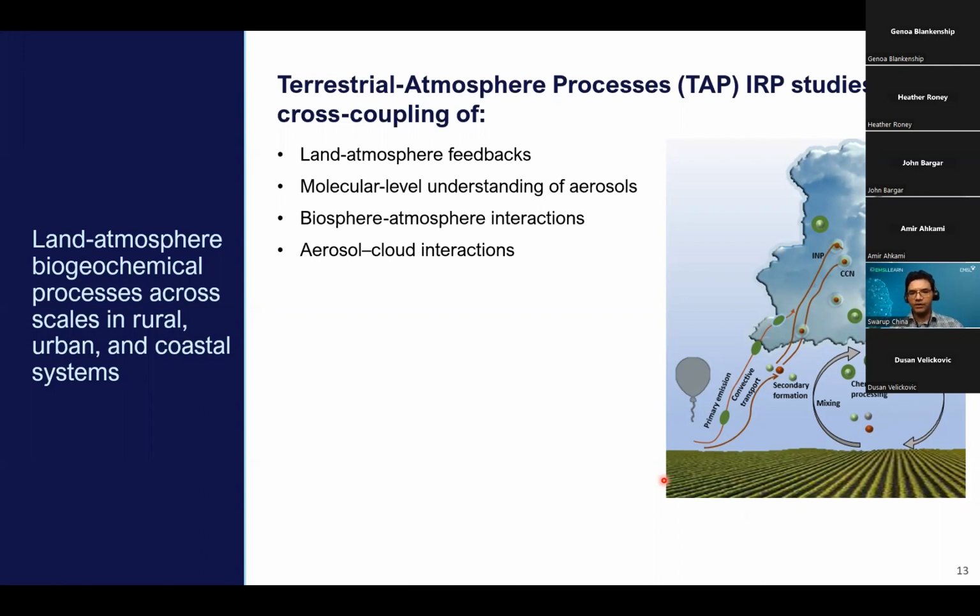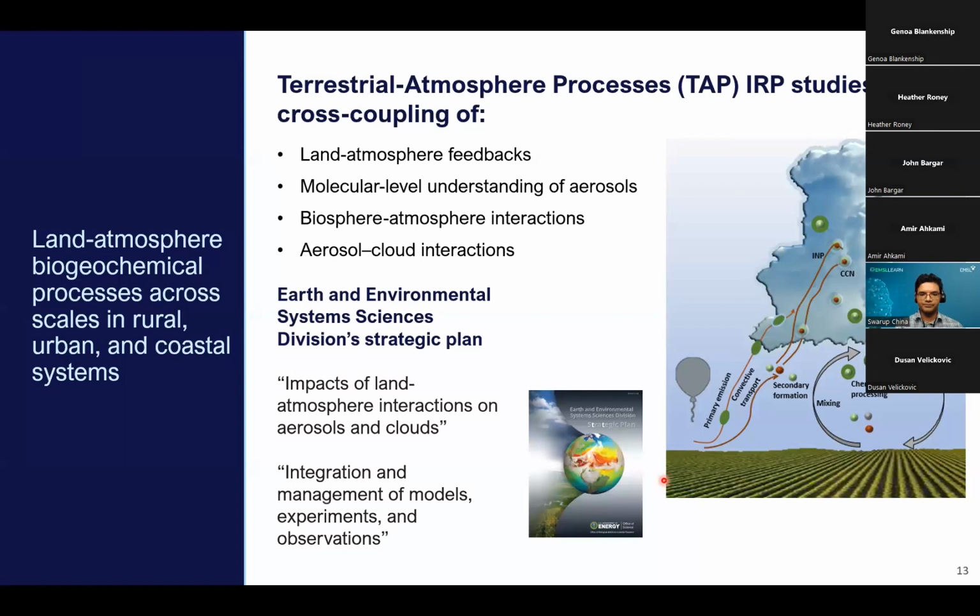So this IRP specifically focuses on these four major topic areas, which is the land atmosphere feedbacks, and really trying to understand the different molecular mechanisms or different processes, if we are able to explain those. And then the biosphere atmosphere interaction part, that is the biogenic emission, either from the gas phase species forming the secondary organic aerosol, or in the primary phase, primary biological particles. And then the aerosol cloud interaction, when the particles get into the cloud and how they form the cloud properties and the evolution of clouds.